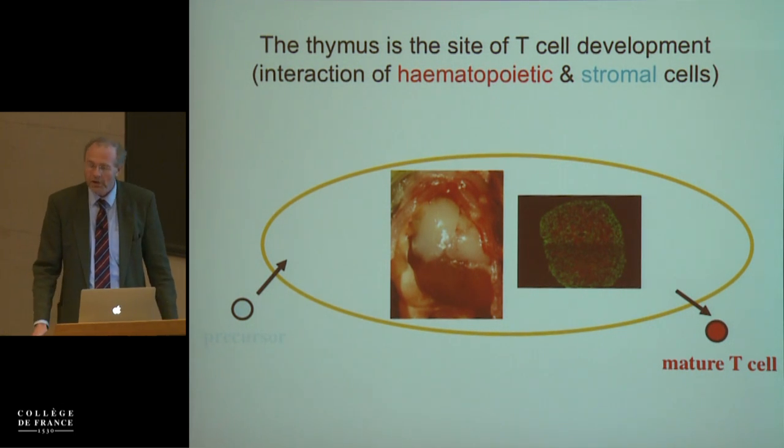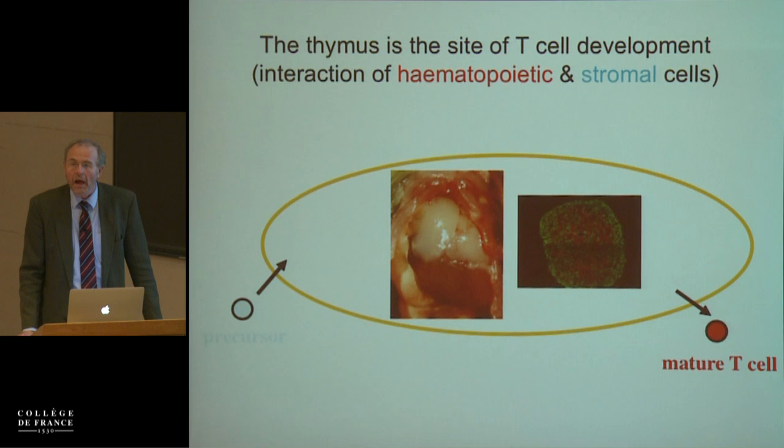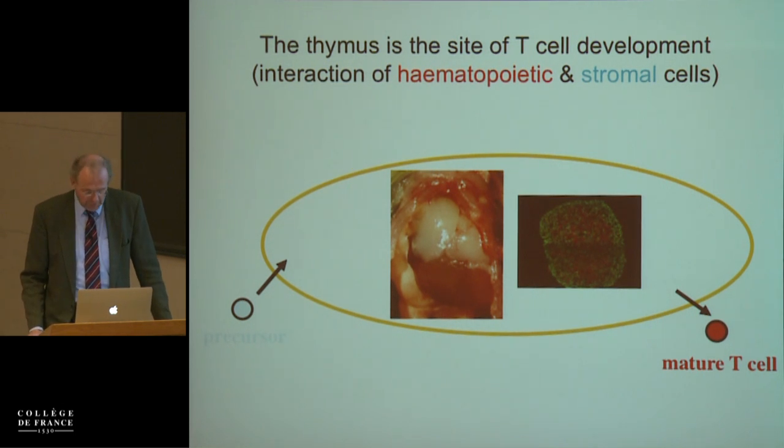Now the thymus, as you heard, is the site of T-cell development, and it is characterized in the simplest sense by an interaction of hematopoietic and stromal cells.